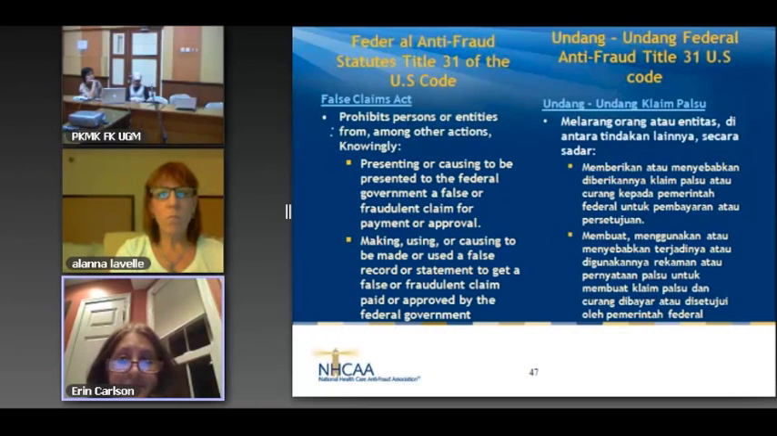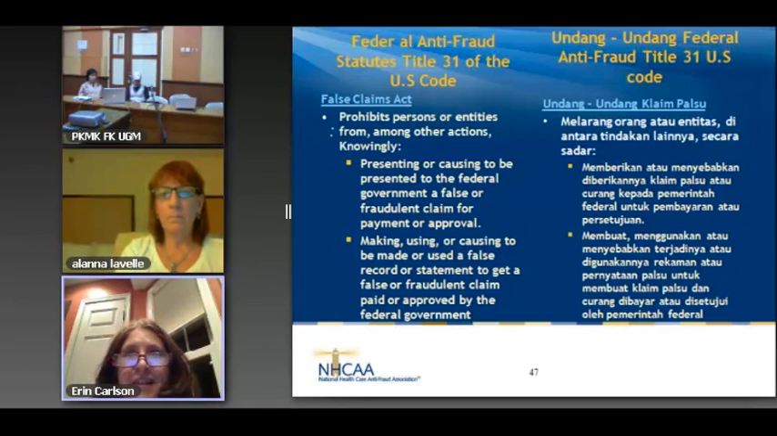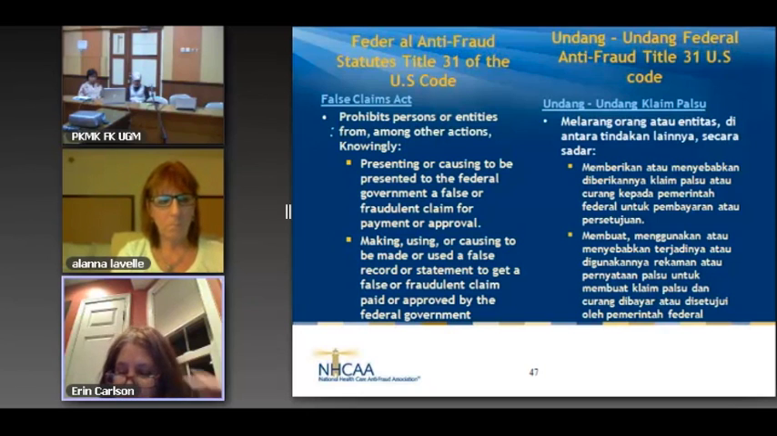False Claims Act. This prohibits people from presenting or causing to be presented to the federal government a false or fraudulent claim for payment or approval. And this can be any type of contract. This can be defense, this can be healthcare, this can be our aeronautic space system. Any type of false claim falls underneath this. And then the second part is making, using, or causing to be made or used a false record or statement to get a false or fraudulent claim paid or approved by the federal government.